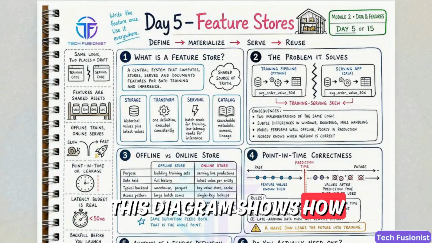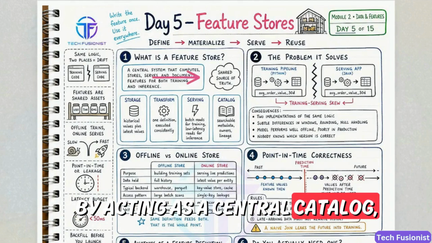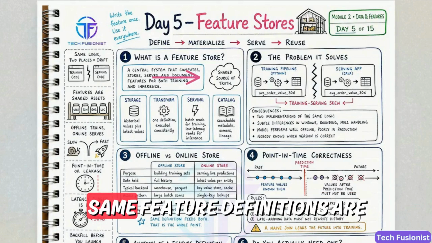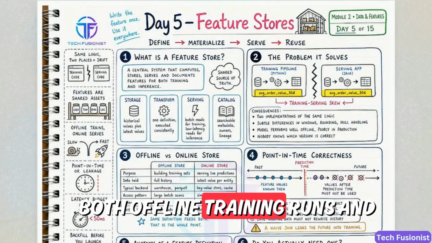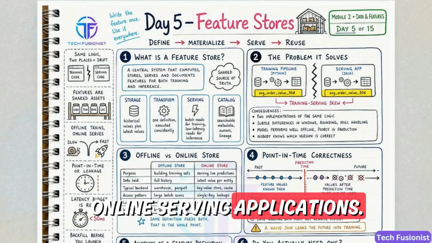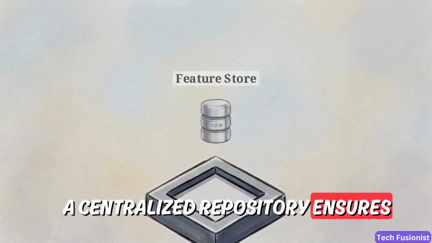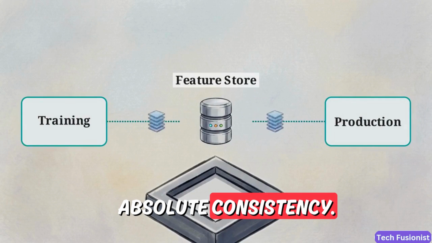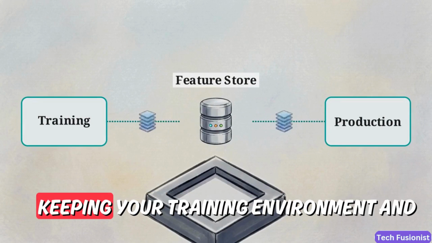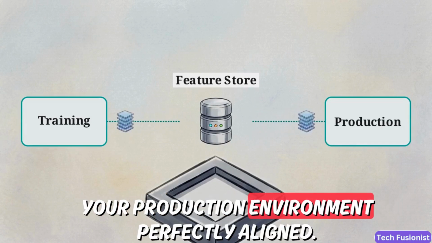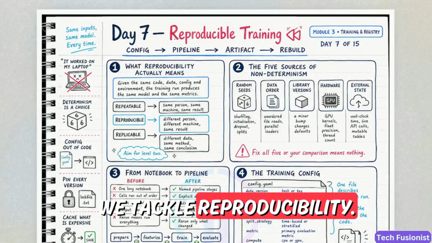This diagram shows how a feature store solves that problem. By acting as a central catalog, it guarantees that the exact same feature definitions are executed consistently for both offline training runs and online serving applications. Managing your data logic through a centralized repository ensures absolute consistency. It eliminates the most common cause of silent model failure by keeping your training environment and your production environment perfectly aligned.